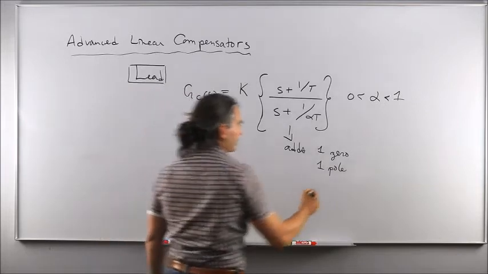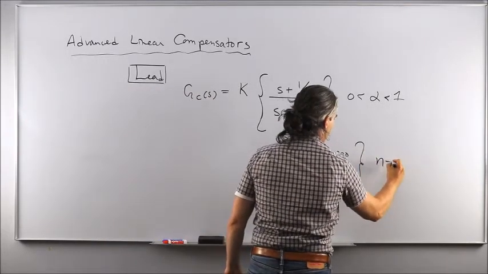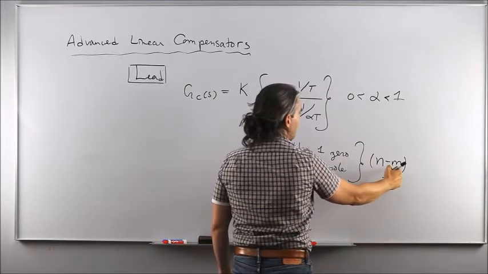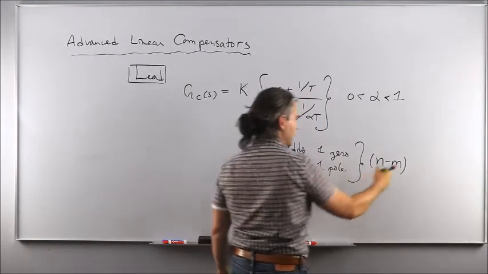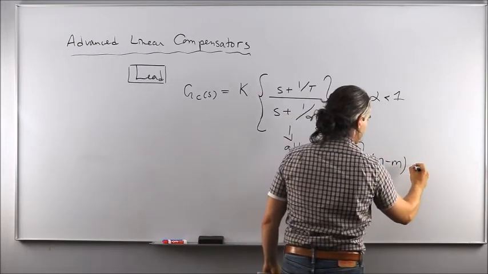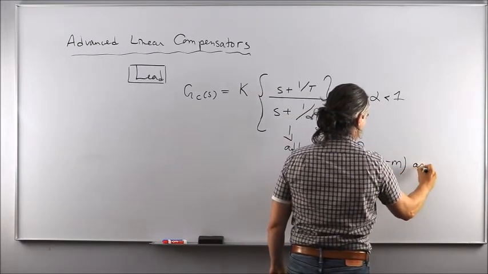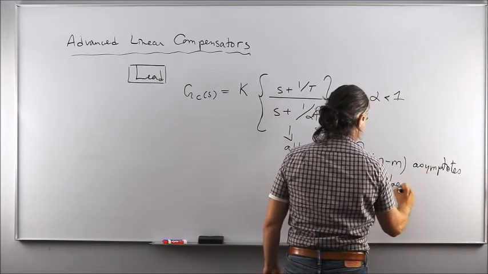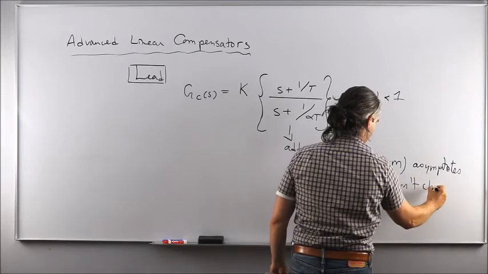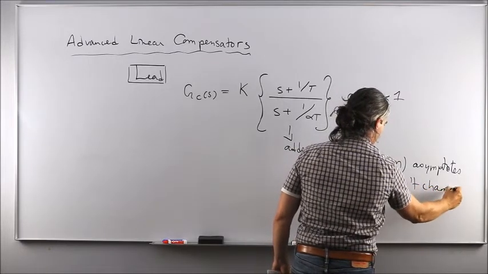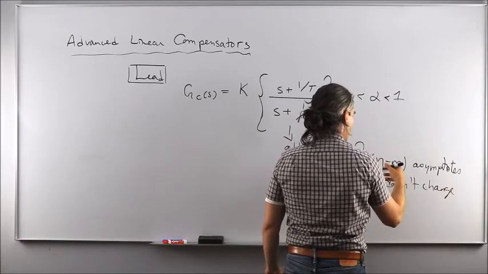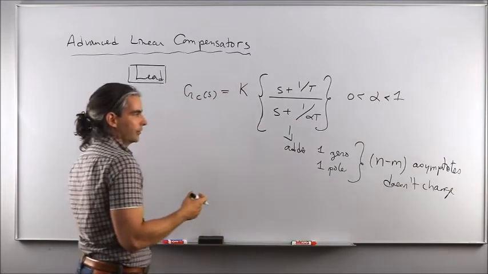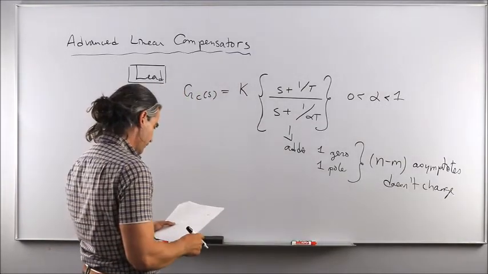However, doing so will not change n minus m, okay? Because we are increasing n by 1, but m gets also increased by 1. So the net n minus m number of asymptotes doesn't change, because 1 0 and 1 pole doesn't change the factor n minus m, obviously.